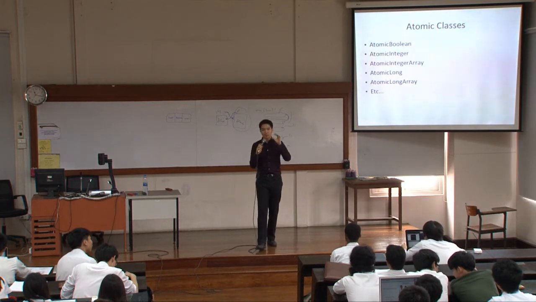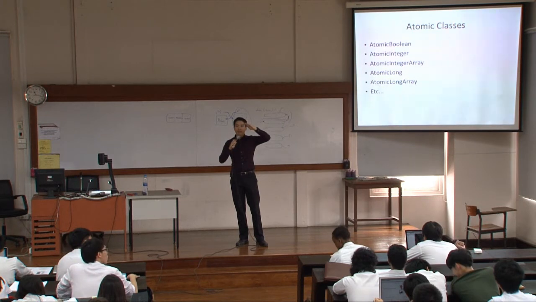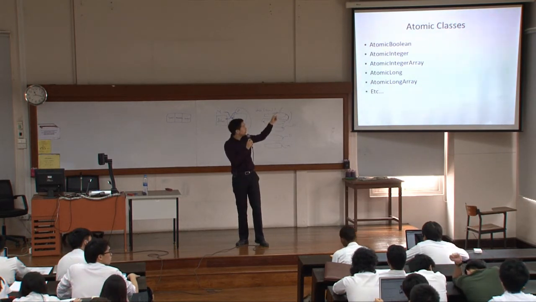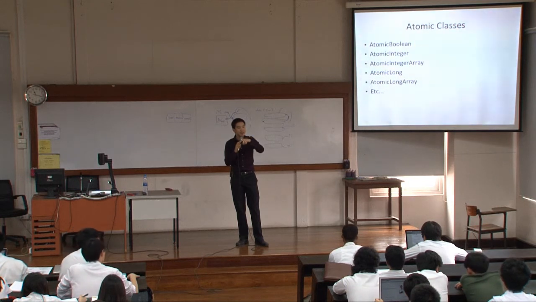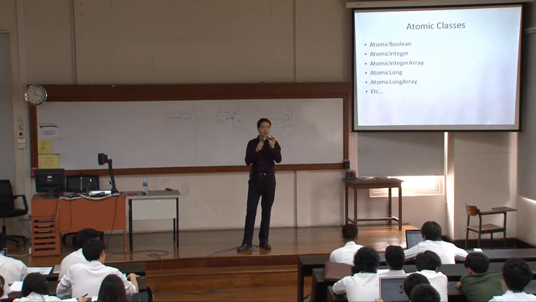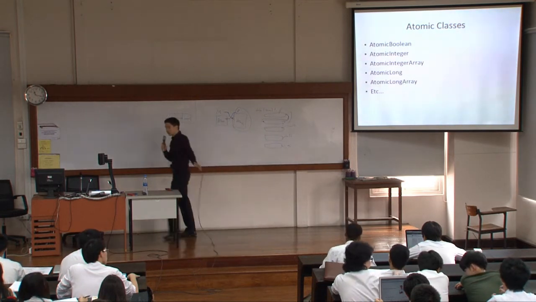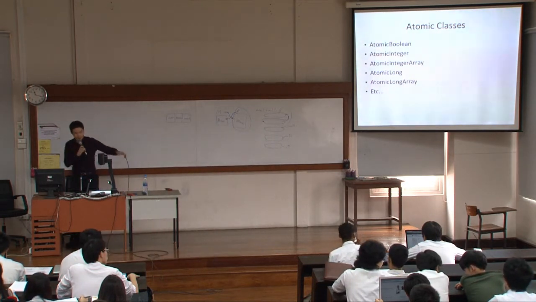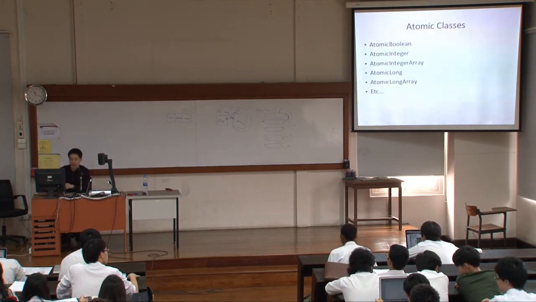In this context, what we mean is that whenever you use these classes, when you have multiple threads accessing them, the lock has already been provided for you. So let me show you an example so that you get the gist. You get the point of these classes.